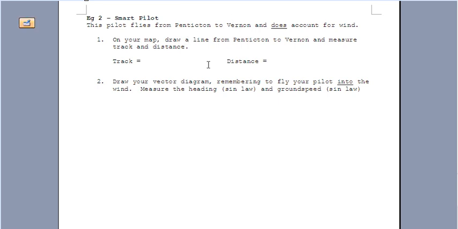So we're going to try one still using the airplane assignment map on there. We have a pilot flying from Penticton to Vernon, and they do account for the wind. So we need to start actually by measuring some stuff off of the map. So a slightly different order compared to what we did with the crummy pilots. So if we head to the aircraft assignment, you will see that there is already a dot on Penticton, a dot on Vernon, and a line in between. So what we need to do to get this question started is figure out what the track is. So we need the actual direction, angle between Penticton and Vernon.